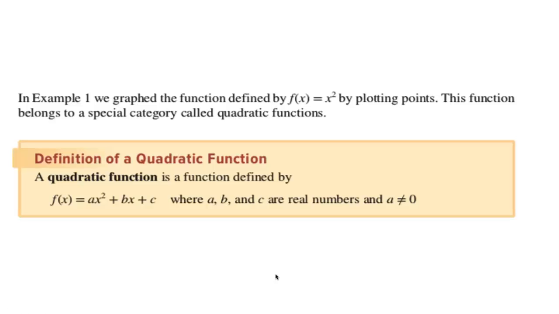Okay, let's look at the general quadratic function. We saw the power function x squared. A quadratic function is a function that has the form ax squared plus bx plus c, where a, b, c are real numbers, and a cannot be 0.